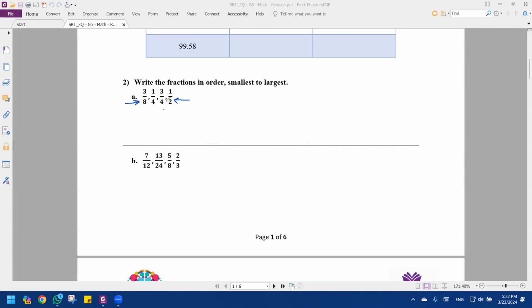We have 8, 4, 4, 2. Always we check the highest value, 8. Can I make this 4, 8? Yes. Can I make this 4, 8? Yes. Can I make 2, 8? Yes. How? We use multiplication.